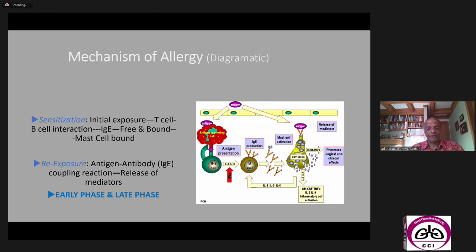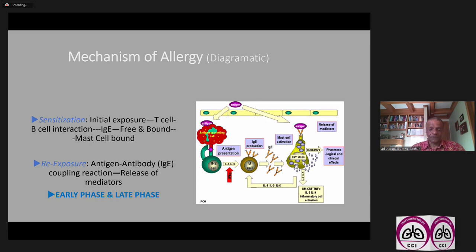Where is this T lymphocyte? Where is this action taking place? It is not happening in the skin. It is not happening in the circulation. It is happening in the lymphatic tissues, in the regional lymph nodes. These are the areas where this allergic inflammation takes place.